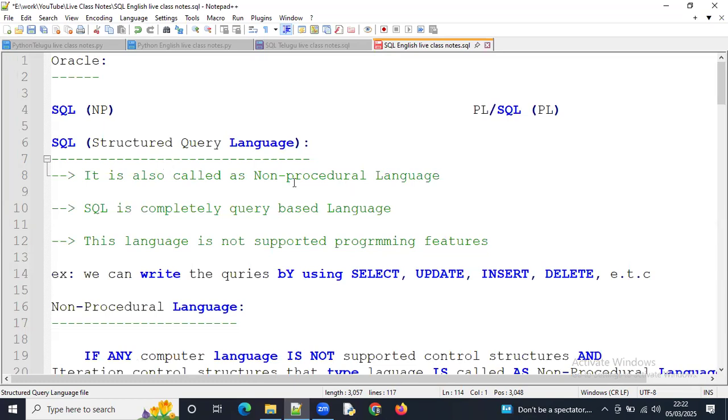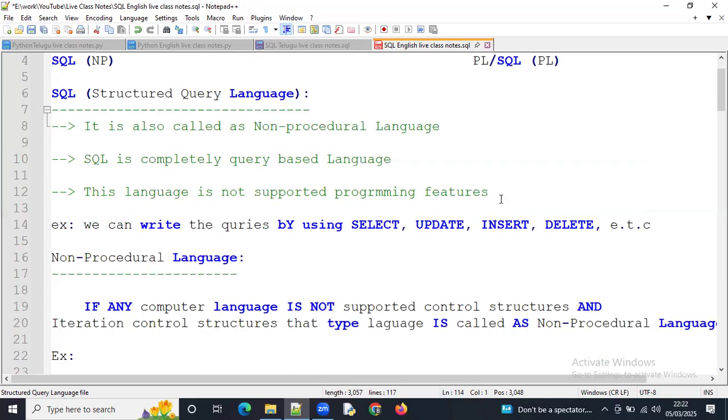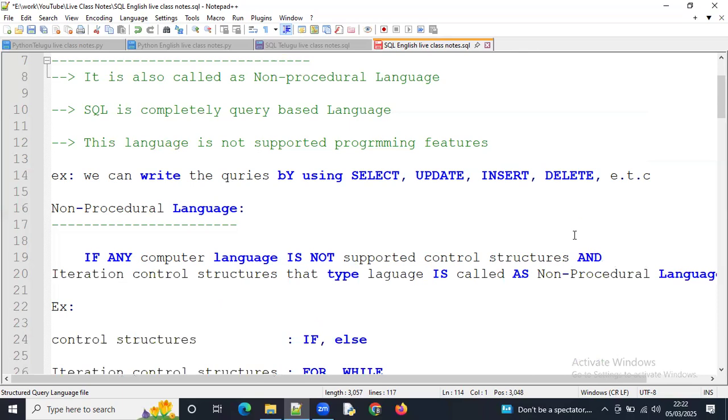SQL doesn't write any programs in the script, but in PLSQL we can write programs. That's why it is called a programming language. SQL is completely a query-based language. In PLSQL we can write programs, but in SQL we can only write queries like select, update, insert, delete. These come under queries.